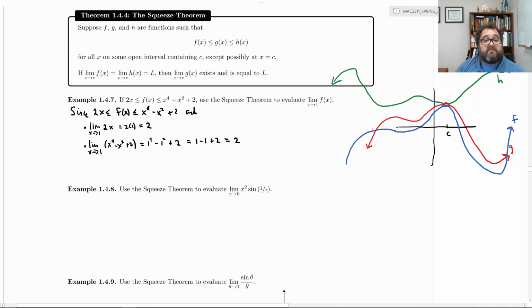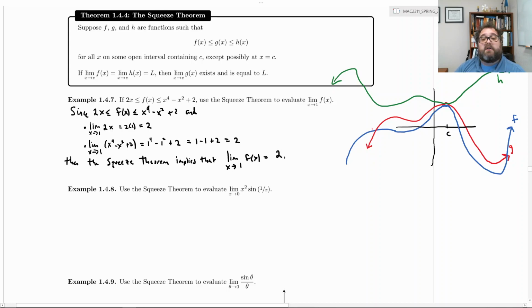So since 2x is less than or equal to f of x, is less than or equal to x to the fourth minus x squared plus 2, and the limit as x approaches 1 of 2x is 2, which equals the limit as x approaches 1 of x to the fourth minus x squared plus 2, then the squeeze theorem implies that the limit as x approaches 1 of f of x is also equal to 2.